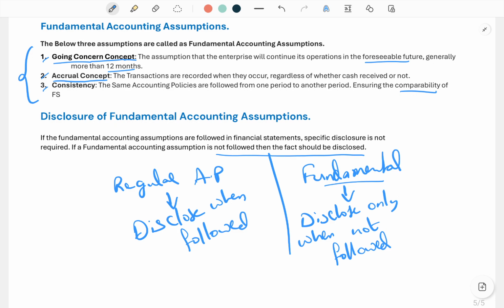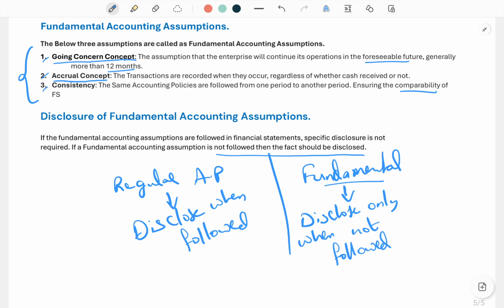And once the company has selected an accounting policy, it needs to disclose at one place in the financial statements what are the significant accounting policies considered in preparing the financial statements. Then changes. If there is any change in accounting policy from previous year to this year, the fact and its financial impact need to be disclosed. Then we have three fundamental accounting assumptions: going concern, accrual, and consistency. If we follow these three, no need to disclose. But if you don't follow, then the fact needs to be disclosed in the financial statements.